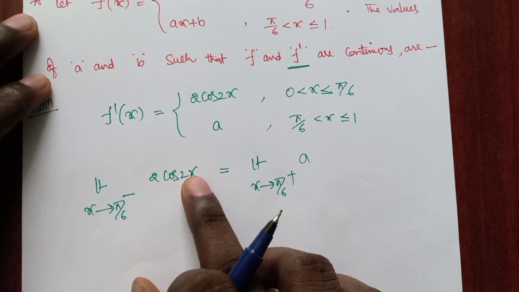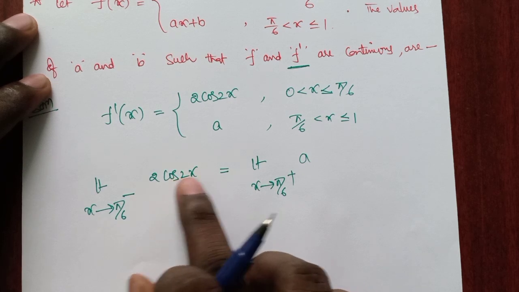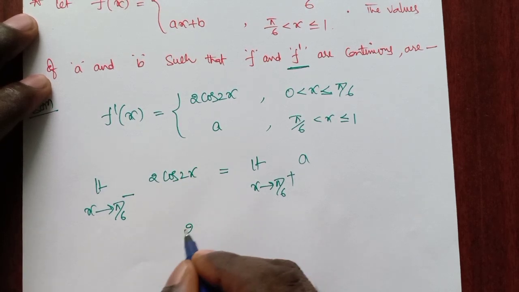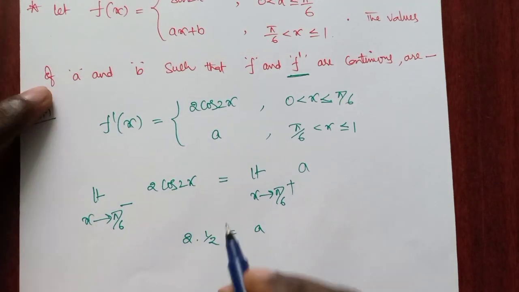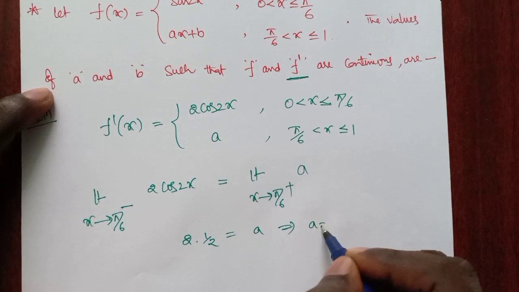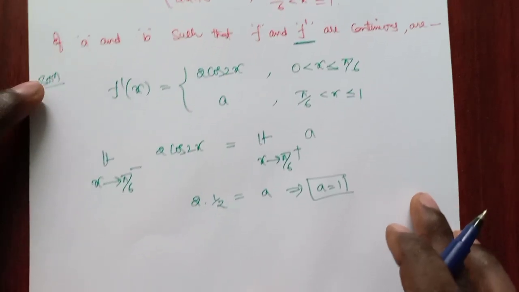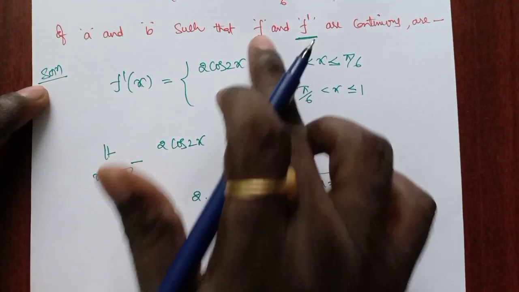And substitute pi by 6 here, 2 cos 60. Cos 60 is what? 1 by 2. So 2 into 1 by 2 is equal to a, which means a equals 1. And it is given that the function is also continuous.